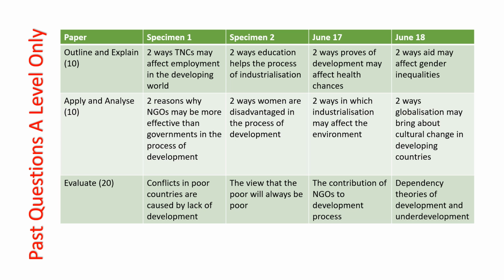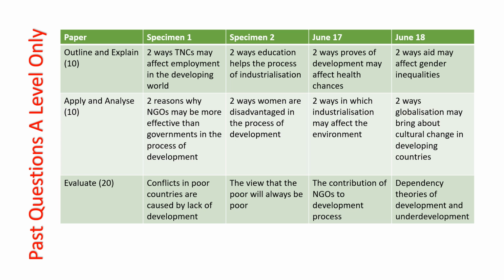The first one: outline and explain 2 ways development may affect health chances. So it can be things like moving into cities and the spread of diseases through the growth of what we call megacities in terms of urbanization. You can also talk about how development can affect health chances by bringing in NGOs, clean water and irrigation systems.